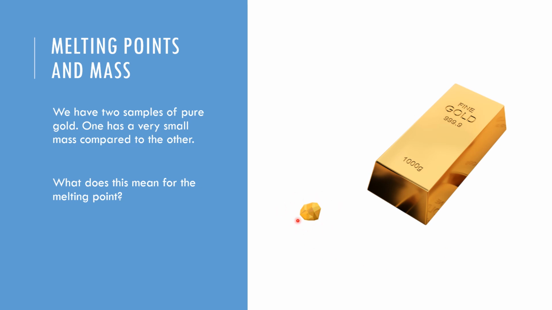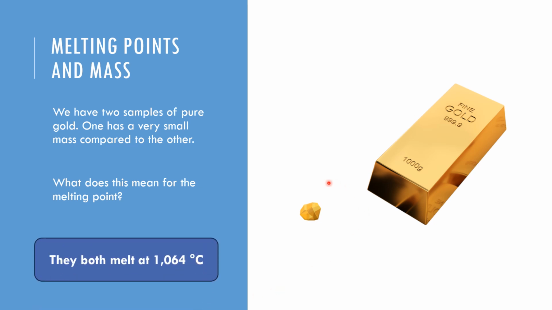Now, this one has a very small mass compared to this one up here. So what does this mean for the melting point? In this case, they are exactly the same. These both will melt at 1064 degrees Celsius. Now this is very important. We can use melting point to confirm, with the very small sample, if it's a certain element or compound.